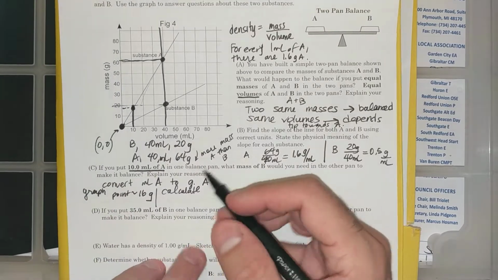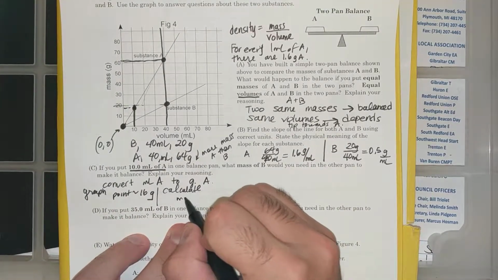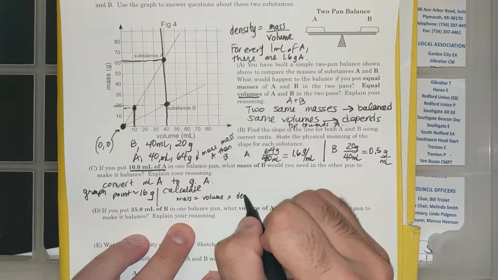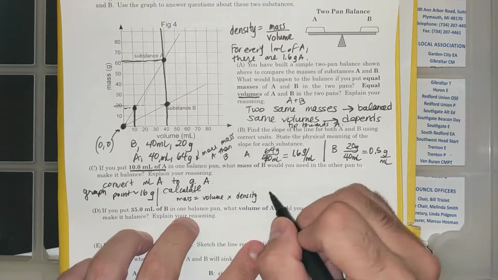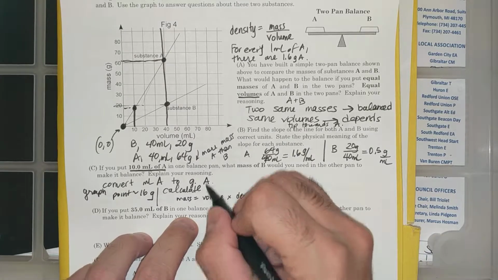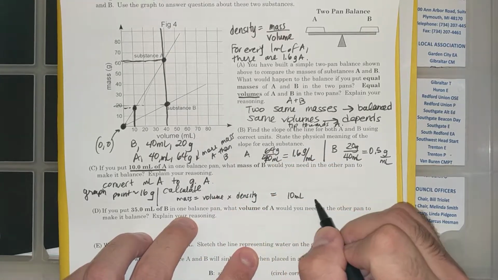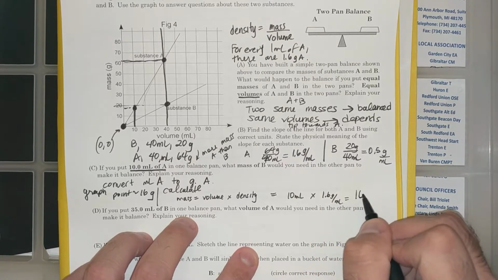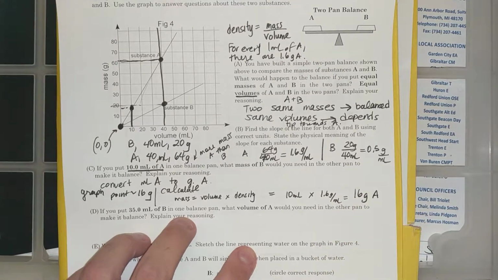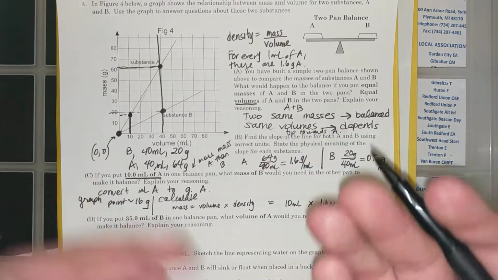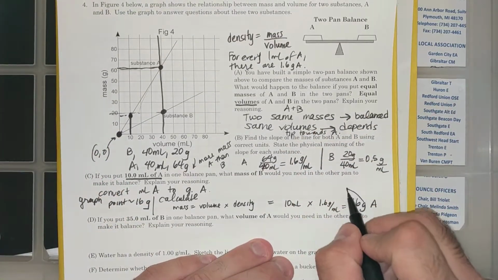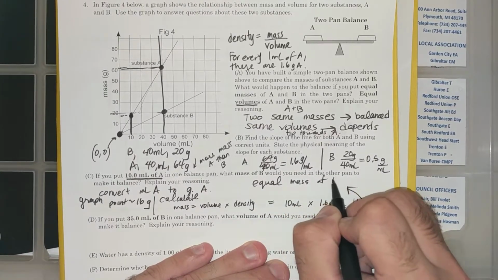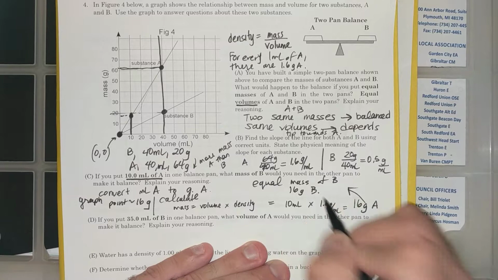If I want to calculate it, remember, mass is equal to volume times the density. So my mass is going to be equal to my volume, which is 10 milliliters, times the density, which is 1.6 grams per milliliter, and I get 16 grams of A. And then, if I want the pan to be balanced, I would need an equal mass of B, so 16 grams of B.